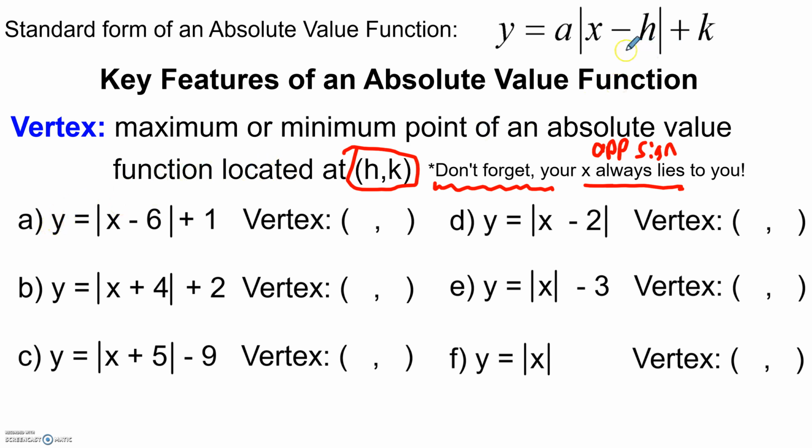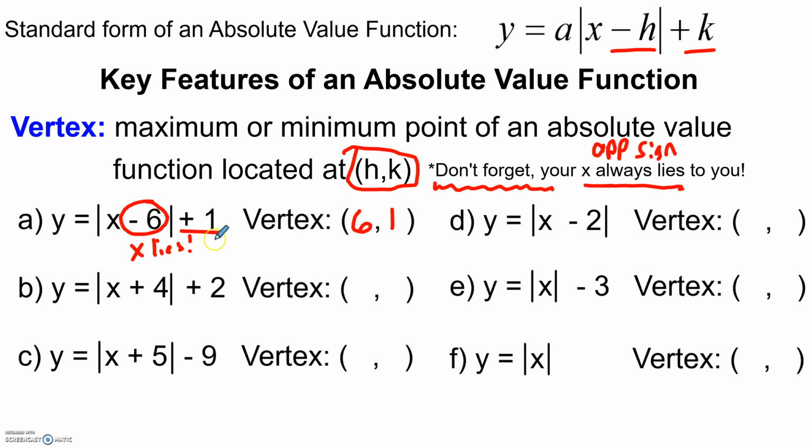So first I've got to identify my h and my k. So my h is coming from negative 6. X lies to you. So instead of a negative 6, it's actually going to be a positive 6. And then we have our k, which is just positive 1. Notice how the sign changed for x, but it didn't change for y. So (6, 1) is the vertex of this function.